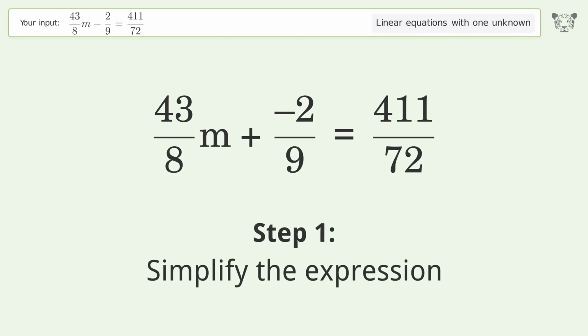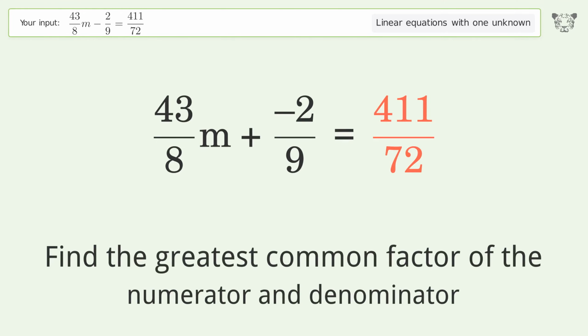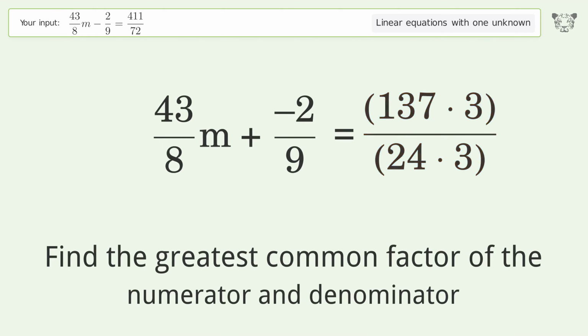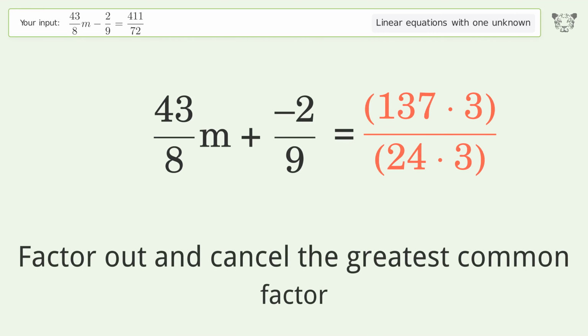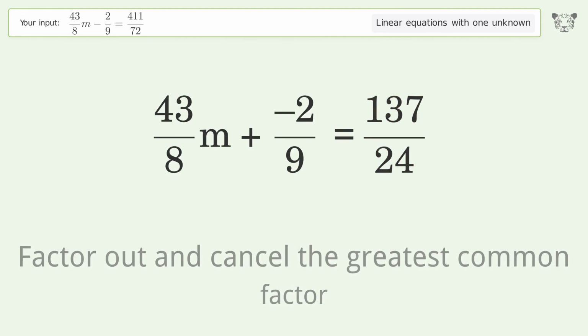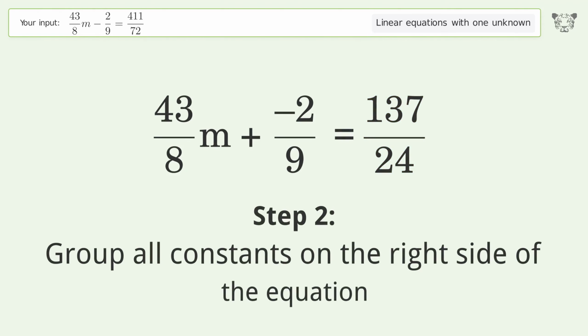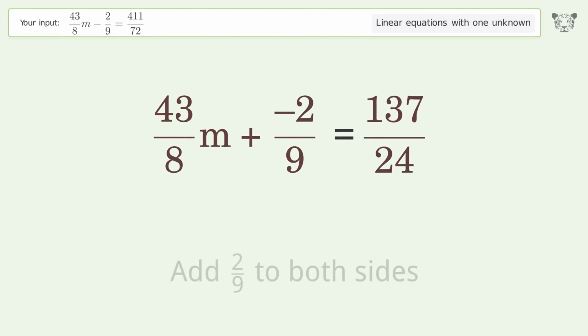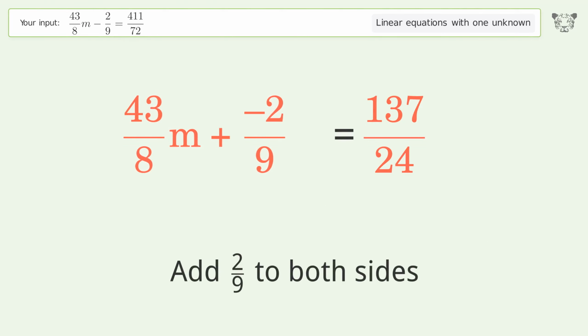Simplify the expression. Find the greatest common factor of the numerator and denominator. Factor out and cancel the greatest common factor. Group all constants on the right side of the equation. Add 2 over 9 to both sides.